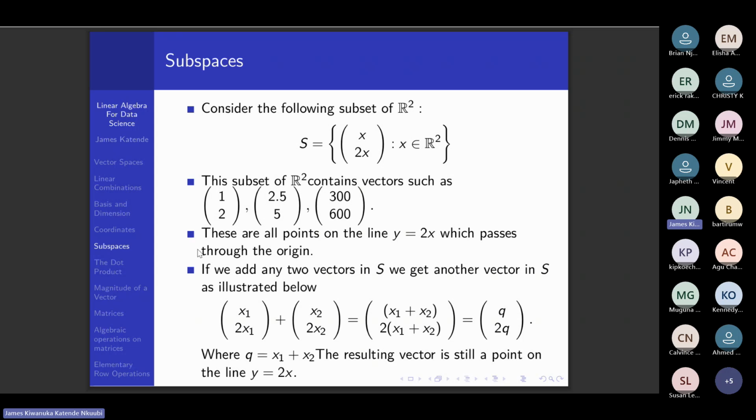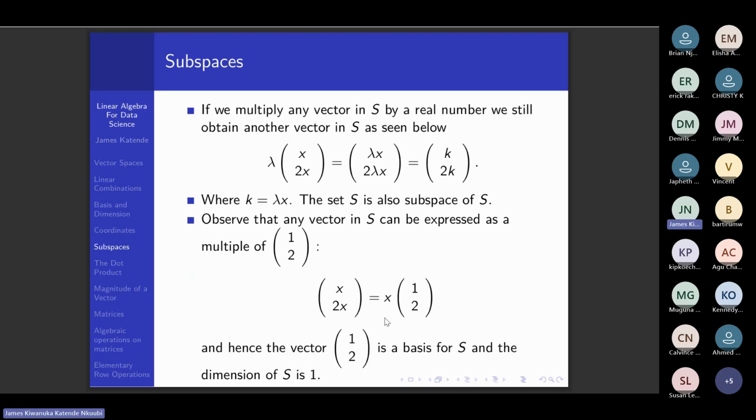For now, the focus is to show that all these points, this subset of R2, form a subspace. If you add any two points on the line, you still get another point on the line. And if you multiply any of the points on the line by a scalar, you still get another point on the same line. So we conclude it's a subspace.